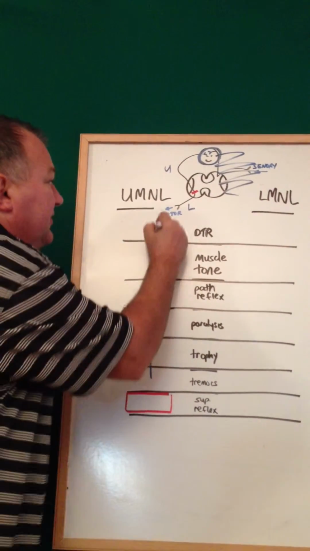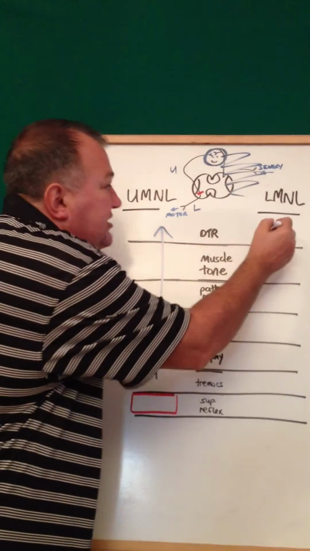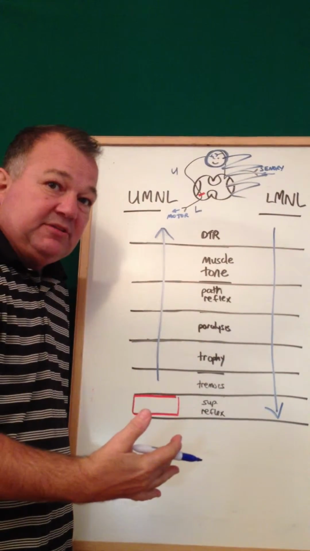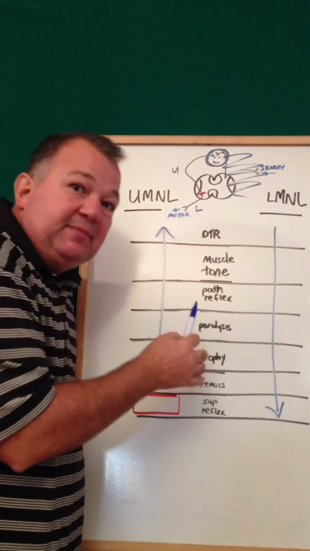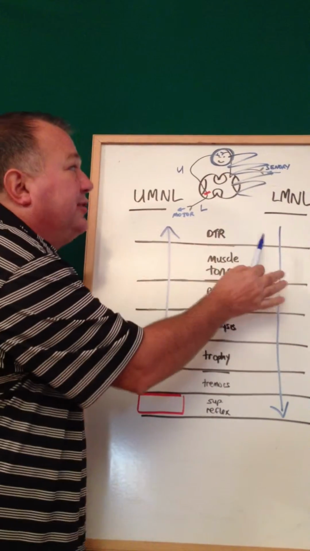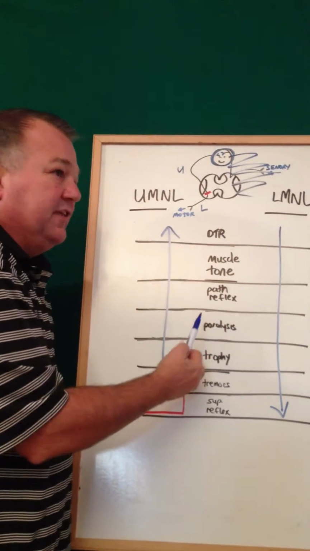So let's take a look at that major concept. Upper motor neuron lesions increase or exaggerate responses, and lower motor neuron lesions decrease responses. So what do you think will happen to a deep tendon reflex? If it's an upper motor neuron lesion, it increases. A lower decreases. So let's take a look then at this entire chart of characteristics.